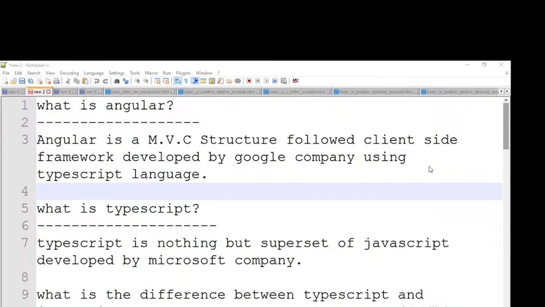Angular is an MVC structure followed client side framework developed by Google company. Okay. So, Google company. Okay. Right. So I've asked the question, what is the difference between them? What is the difference between client side technologies and server side technologies?